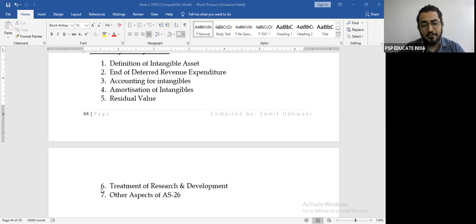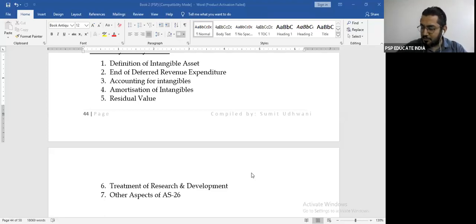Then we understood a very interesting concept known as research and development. Any expense pertaining to research will always go to the profit and loss account. Development, if all the six conditions are satisfied, then it will be capitalized, else it will go to the profit and loss account. The first point is technical feasibility has been established.